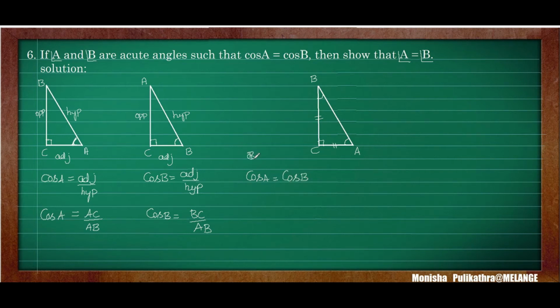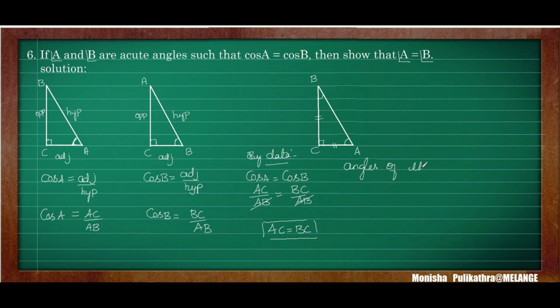As per the question, they have given cos A is equal to cos B. So it is by data, cos A is equal to cos B. Here cos A is AC by AB and cos B is BC by AB. Here AB and AB get cancelled. The remaining will be AC is equal to BC. So in the third triangle you can notice here AC is equal to BC.